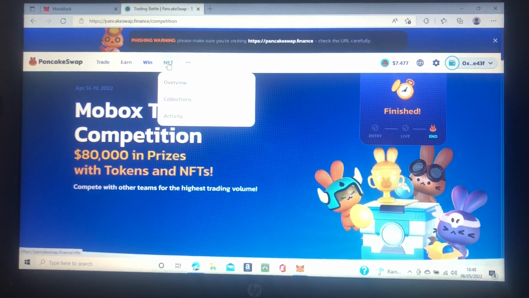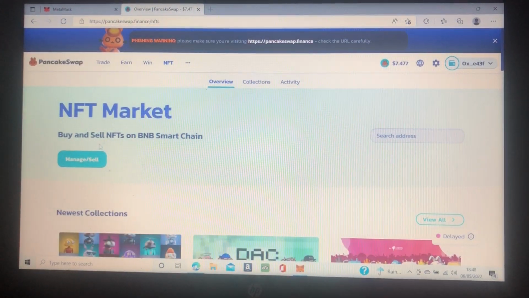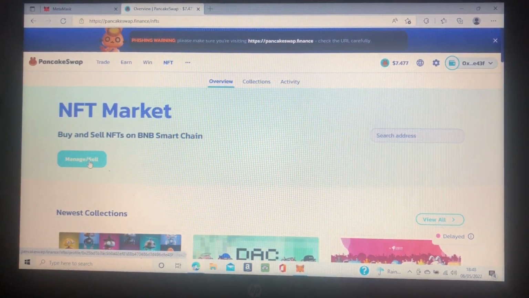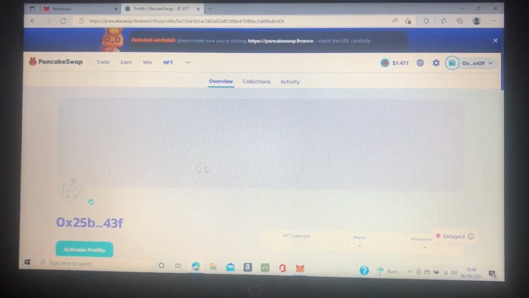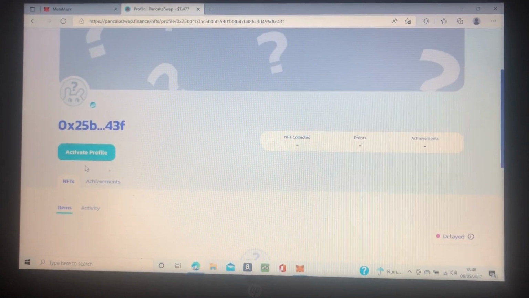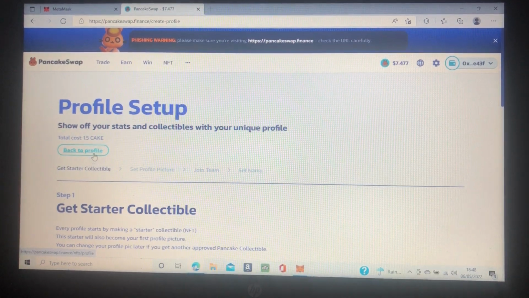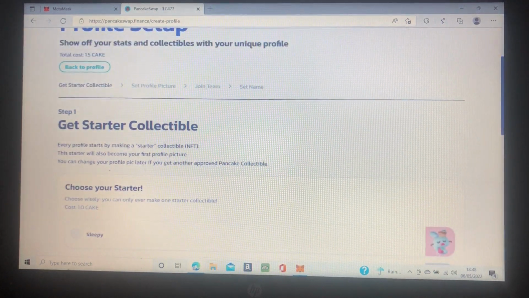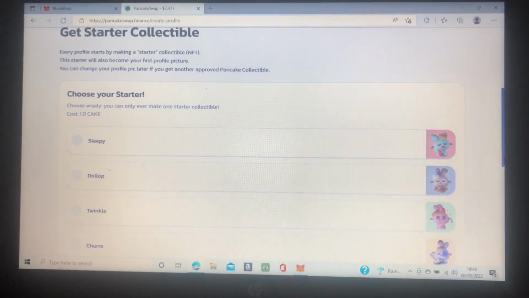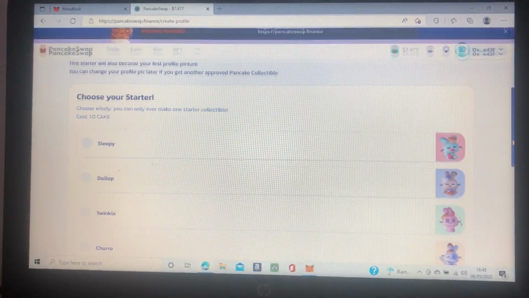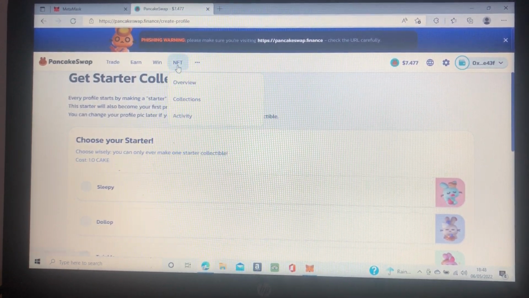Now NFTs, they just introduced NFTs lately. They have a marketplace. For you to sell or buy, you need to create a profile, and creating a profile costs like 2K. That's like $15. So if I have to activate my profile, total cost is 1.5K to activate my profile. So I can choose just one collectible and it costs 1K, whatever. So that's just how their NFT marketplace is.